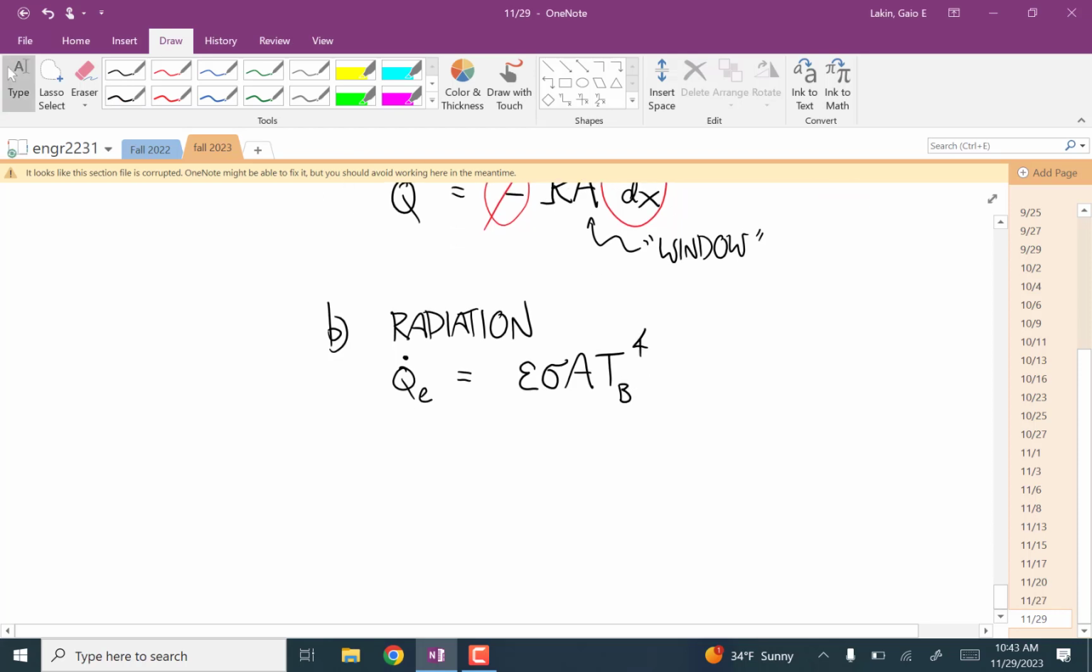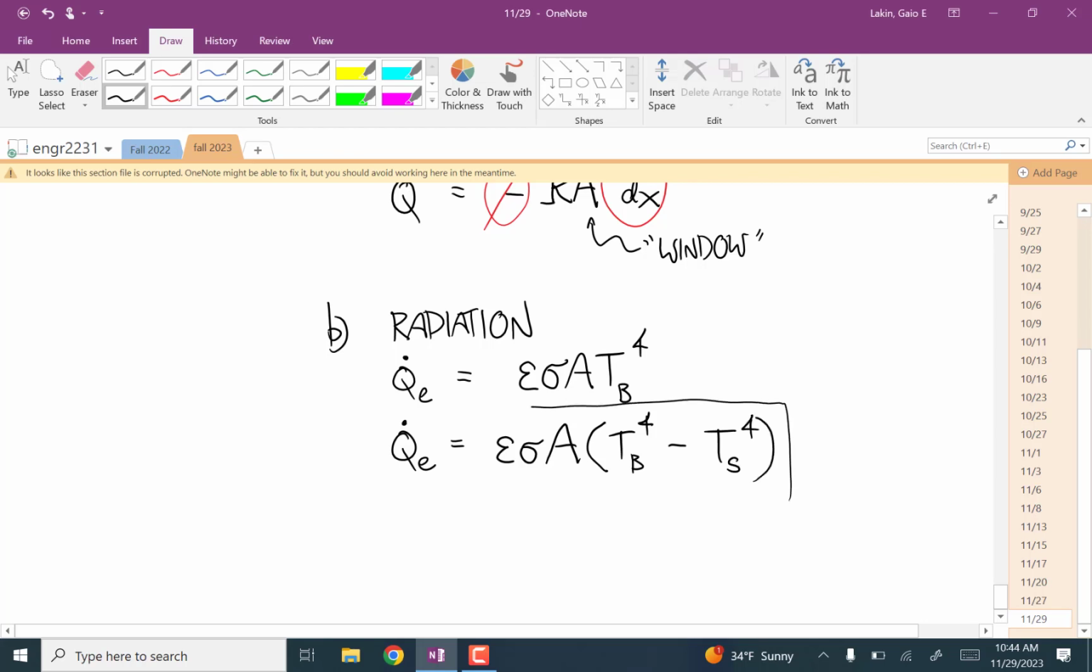The only one that's really useful to us is the net heat emitted, and that looks very similar. But it only works if you have a smaller body totally surrounded by a larger body. So you have emissivity, Stefan-Boltzmann constant, surface area of the smaller body times the temperature of the smaller body to the fourth minus the temperature of the surroundings to the fourth. This is the only one you can use in the first law.